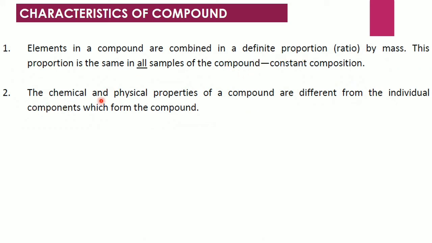The chemical and physical properties of a compound are different from the individual components which form the compound. For example, water is formed from the individual components hydrogen and oxygen. At room temperature, water is in a liquid state, but at room temperature the hydrogen gas and the oxygen gas are in a gaseous state. So the properties of the compound are different from the elements that make up the compound.